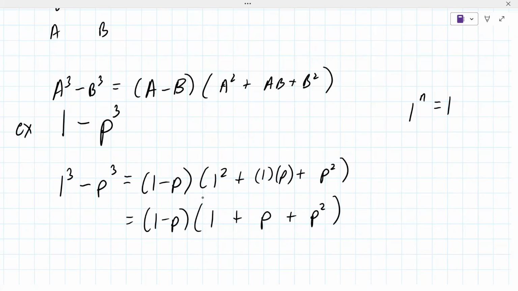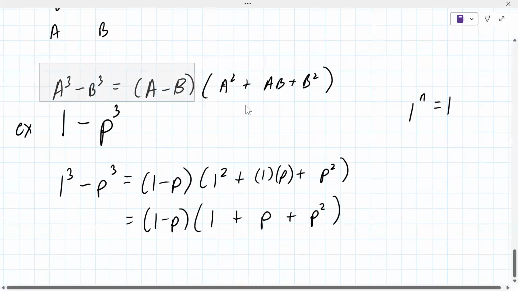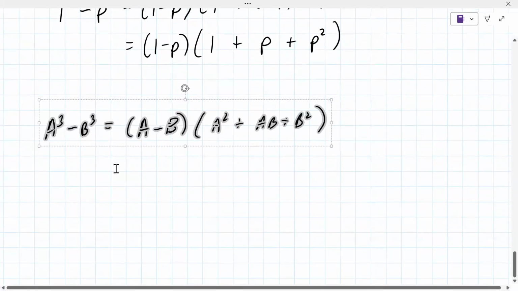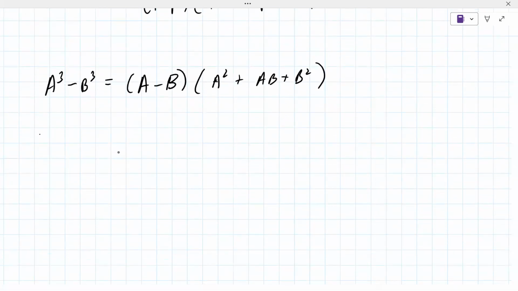Okay, let me know when you get this down. I want to give you one to try now. Okay. All right, so let's say it's 125 minus x cubed. Okay. And if you have questions, please ask.